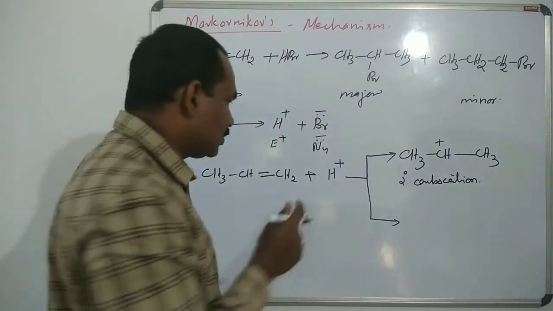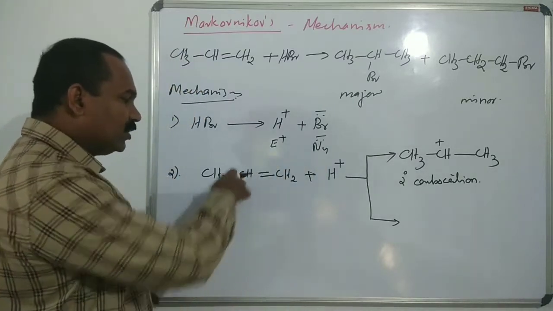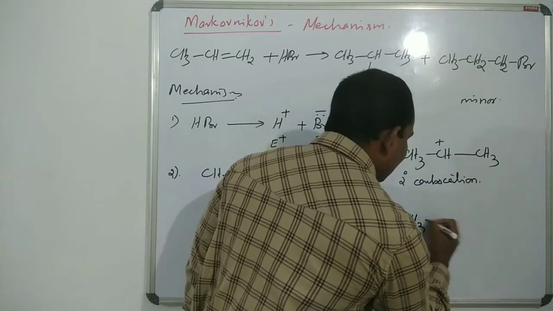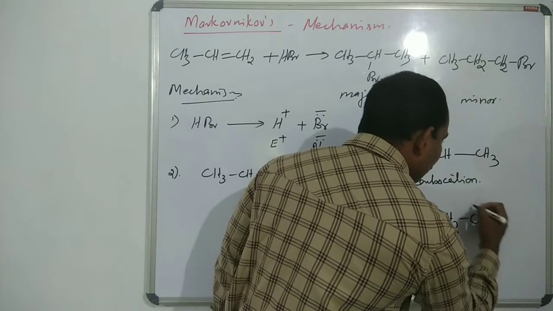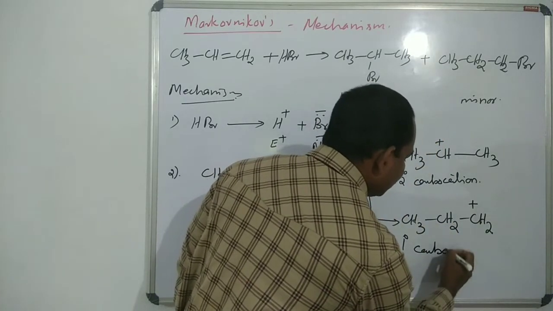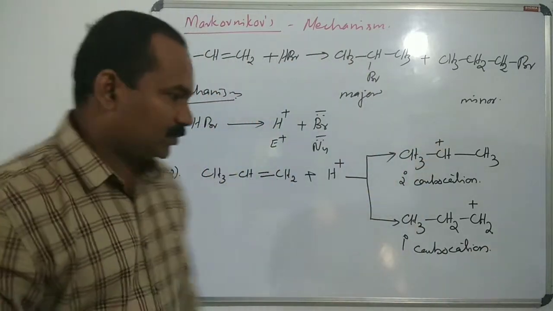Another possibility is that the electrophile gets attached to the second carbon atom. So what we get? CH3CH2CH2+. This is a primary carbocation.